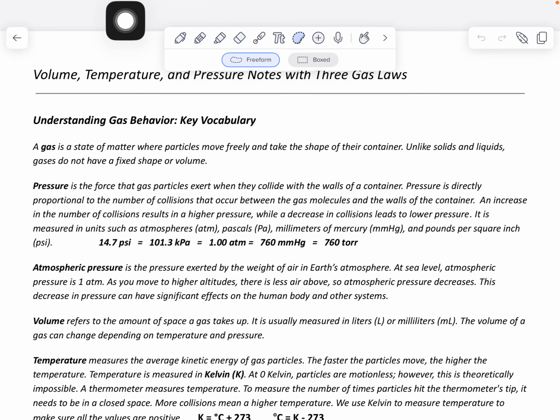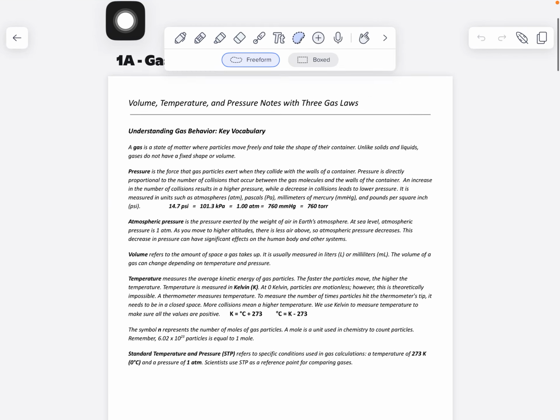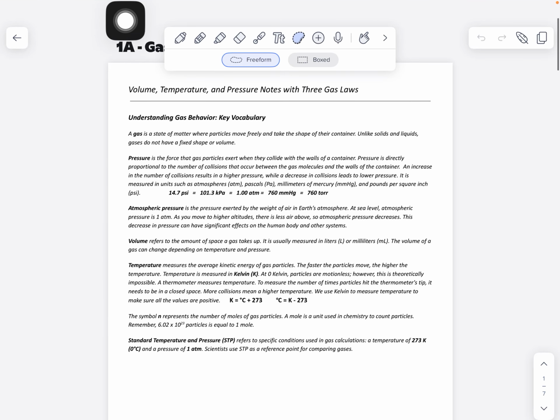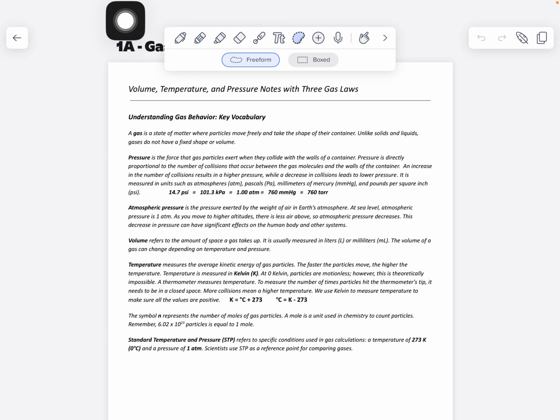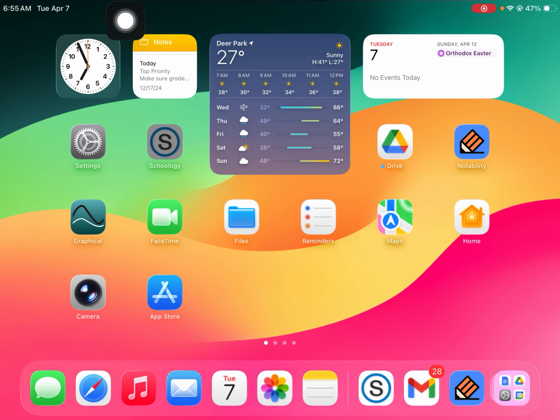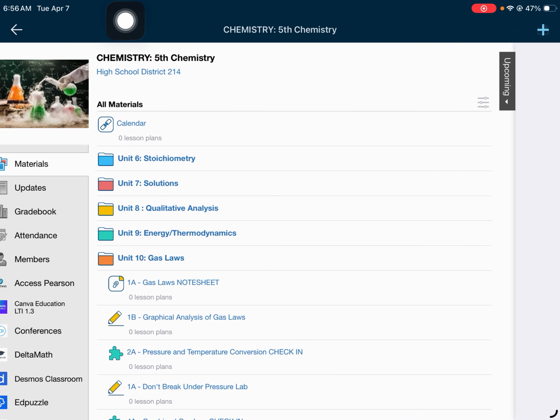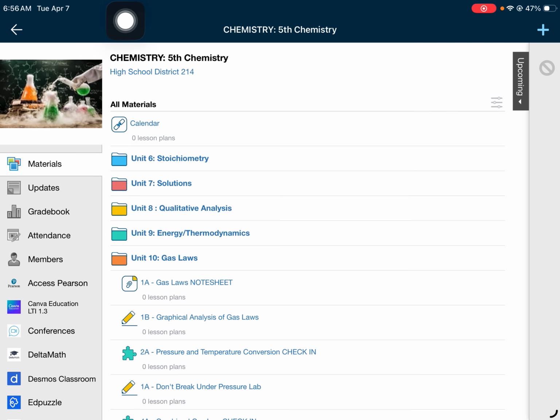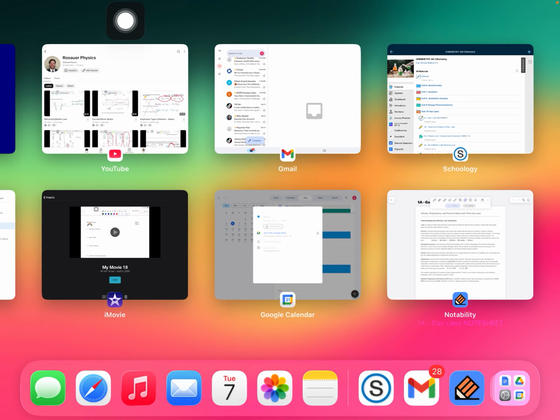Alright, today we're going to be going through some notes in our new notes packet. We're in our new unit, which is talking about gas laws. So go ahead, pop into Schoology if you haven't already, download our notes packet. You'll see it is named 1A, Gas Laws Note Sheet. That's what we're going to be looking at today.